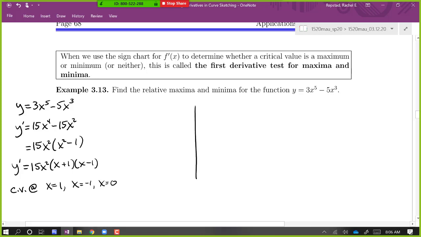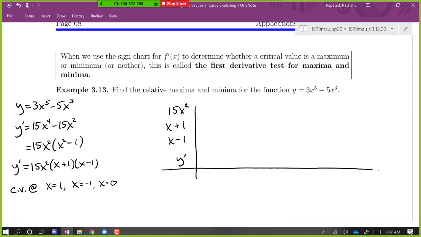I list the factors to make rows along the vertical axis. So I've got a row for 15x squared. I've got a row for x plus 1. I've got a row for x minus 1. And at the end, I've got a row for the product, which I'm just going to call y prime. Multiply them all together, that is our derivative. And along the horizontal axis is the real number line. So I'm going to mark down those critical values in order. So -1, 0, and 1.